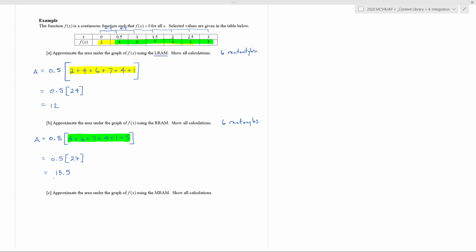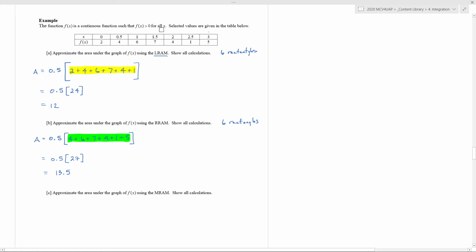Okay, so what do I mean by that? What I mean is, I don't come here and say that the midpoint in between here is 0.25 and then take the average of 4 and 2 and write down 3 to give me some other data point. No, that is not what we do here. Okay?